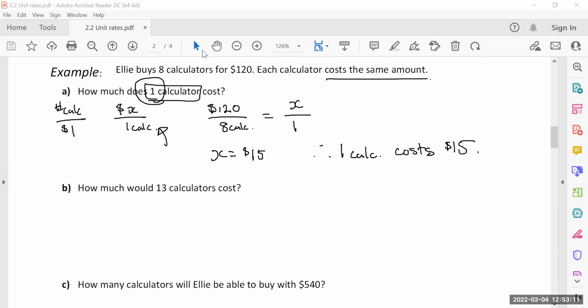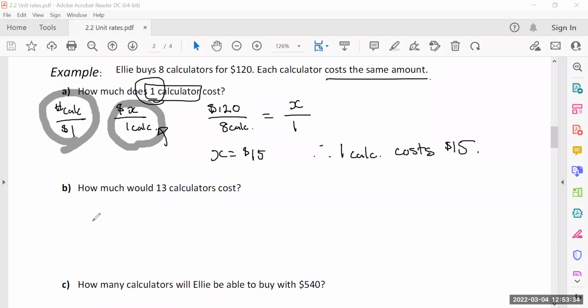Right? Again, I guess the takeaway from that is, which one are you looking for? Either one is correct, but one is more useful to you because I want to find how much it is for one calculator, not how many calculators can I get for $1, right? I think that makes sense.